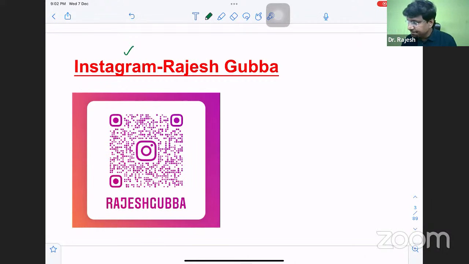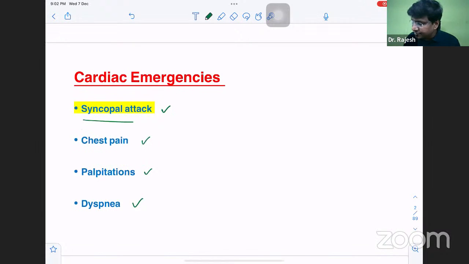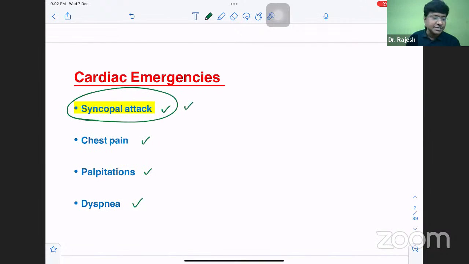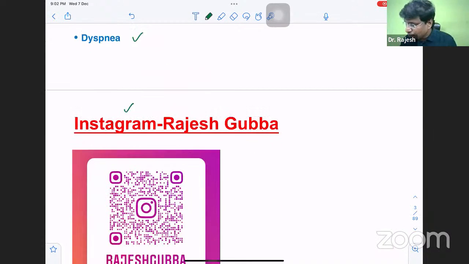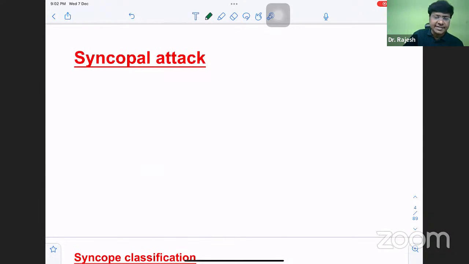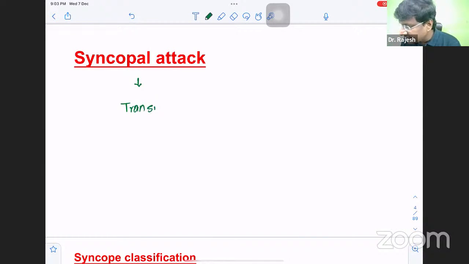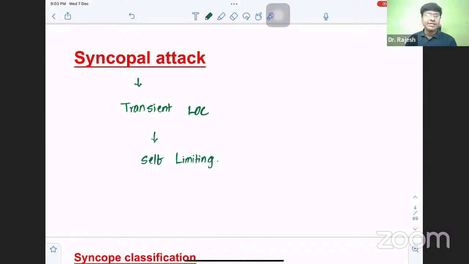So having said that, let us take up the first important cardiac emergency with which the patient can present, that is the syncopal attack. Now, what exactly do you understand by this word, syncopal attack? Syncopal attack is where the individual will have a transient loss of consciousness. And this transient loss of consciousness is self-limiting. A self-limiting transient loss of consciousness is what is called a syncopal attack.